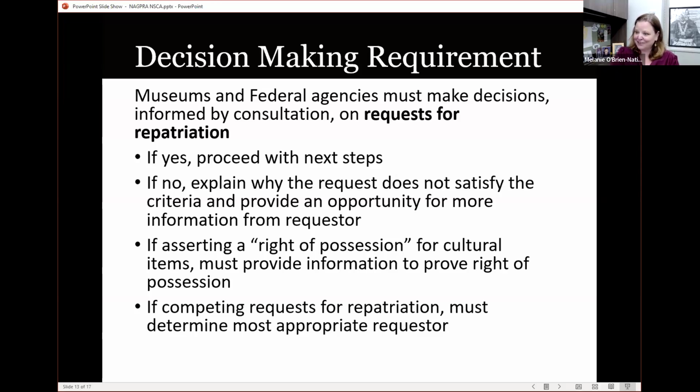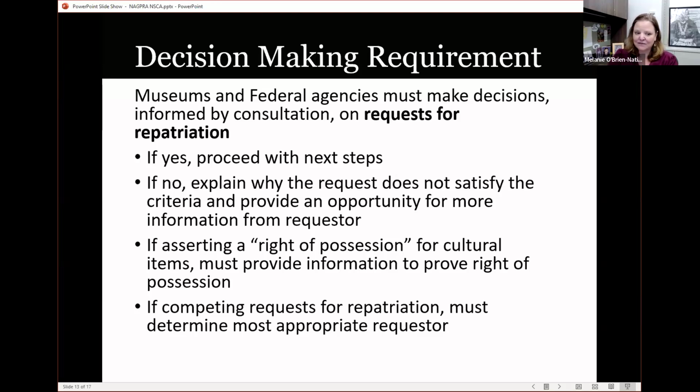The examples I've provided you are where the museum has said yes, but there is a process built out through these regulations where a museum can say, no, the request doesn't satisfy the criteria. And in that case, the museum must provide an opportunity for the requester to give more information to support their request. There are also 2 other ways that the process may be interrupted or disrupted, I should say.